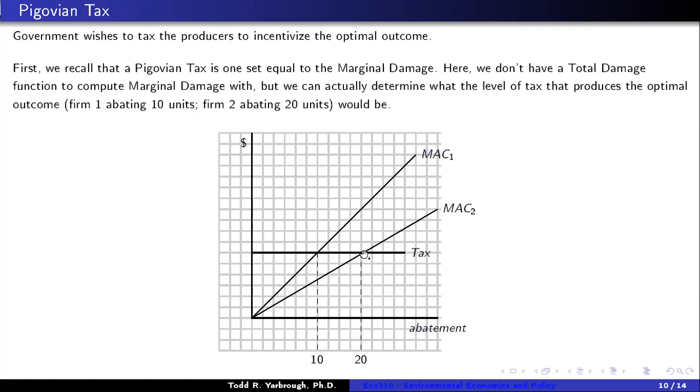And of course, for firm two, the same thing happens, just a little bit later. Firm two is going to abate 20 units, and then beyond that abatement level, it makes more sense for them to pollute and to pay the tax.